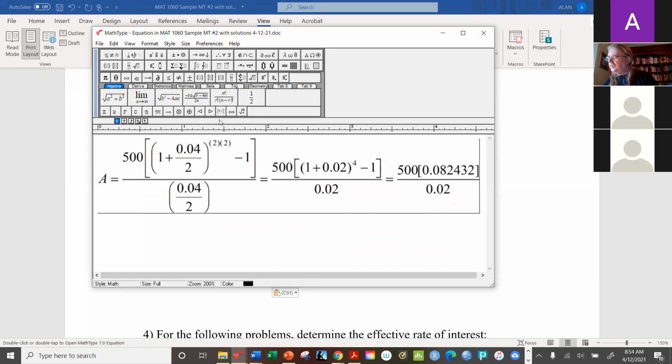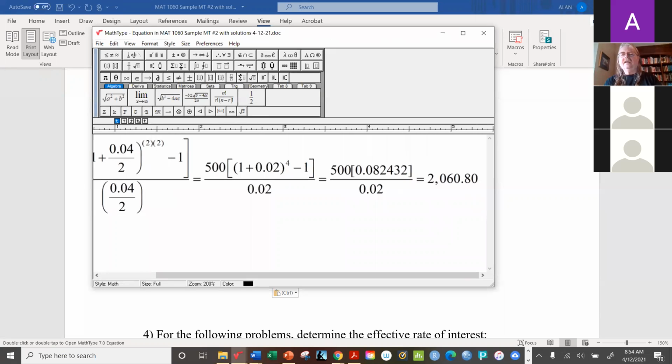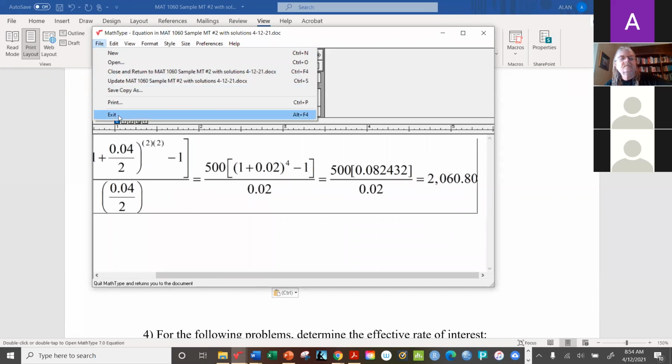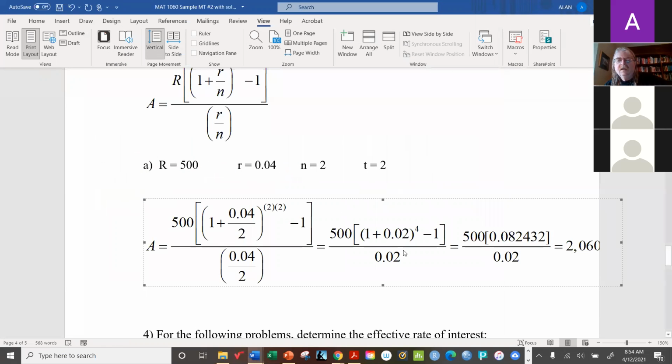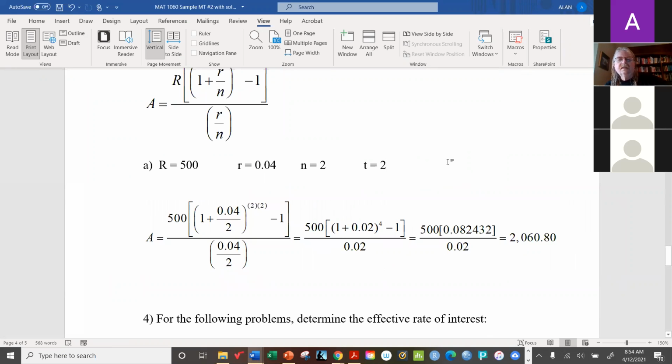And that works out to be approximately $2,060.80. Okay, so you multiply that numerator by 500, divide by 0.02, and it should be 2060.80, let's say. You can round that to dollars and cents. All right, that's a little too big. Let me just shrink it up a bit. That's better. Okay, so it's roughly, give or take a penny of rounding, 2060.80.